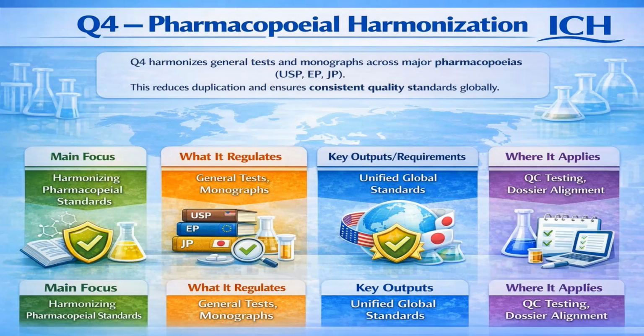Main focus: harmonizing pharmacopoeial standards. What it regulates: general tests, monographs. Key outputs/requirements: unified global standards. Where it applies: QC testing, dossier alignment.